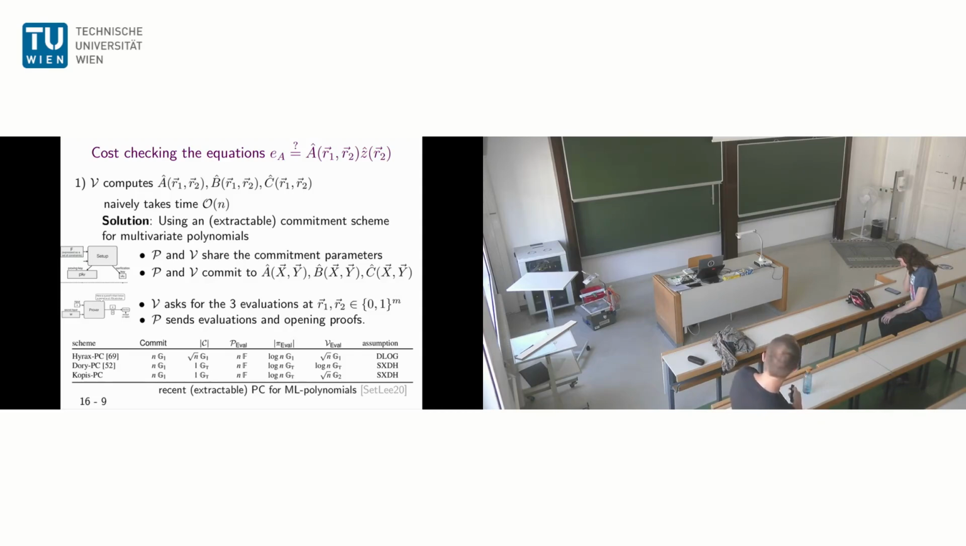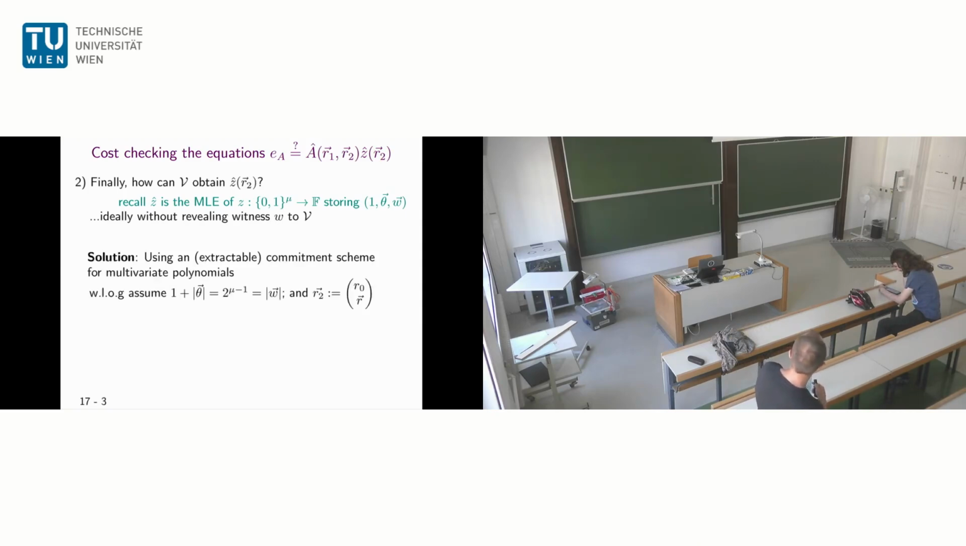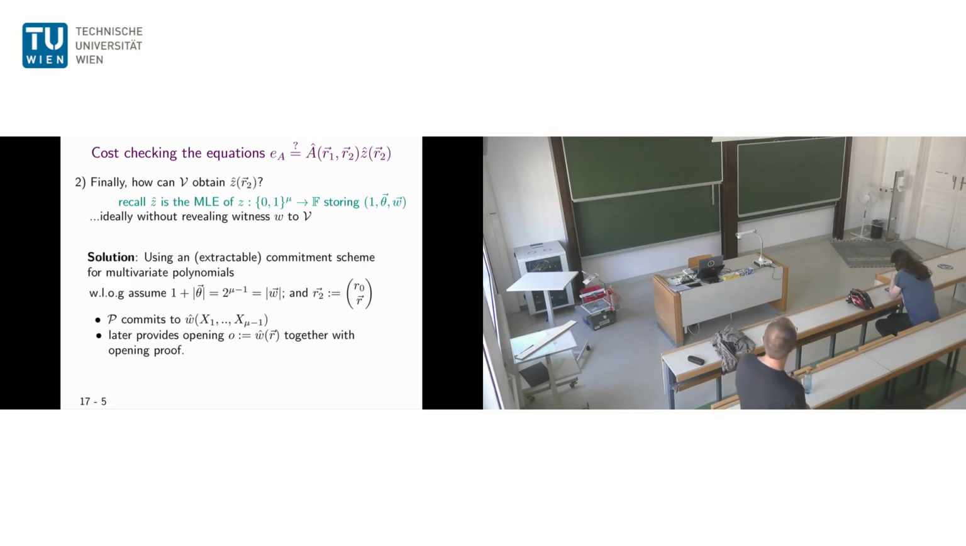And now, very last step, same as above. We had this problem. We solved the problem of computing the evaluations of the matrices by letting the prover do it. So what can we do about this set? We do the same. Here again, the prover will commit to the witness, but now to the witness only. And then he will give us an opening proof at the random point.